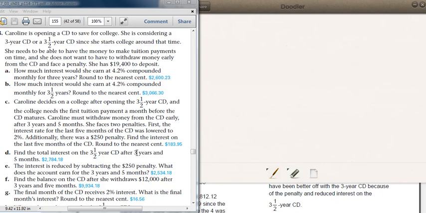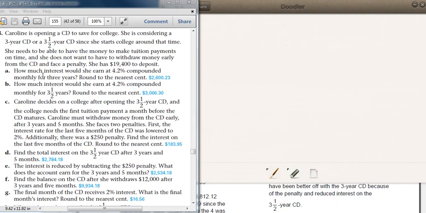Okay, let's look at part D. Part D says find the total interest on a 3.5 year CD after 3 years and 5 months. Remember in the last problem, we found the interest earned for the last 5 months, and that's 183.95.